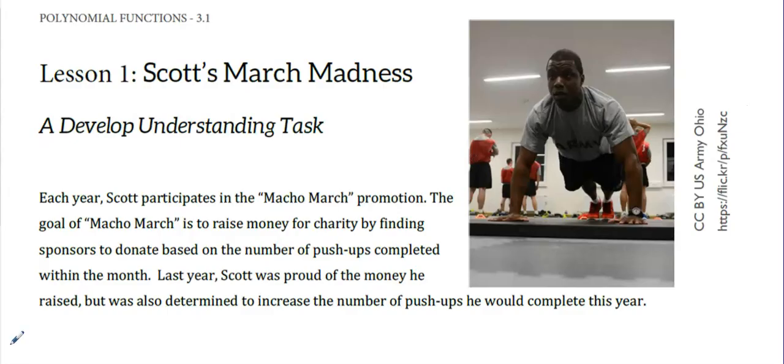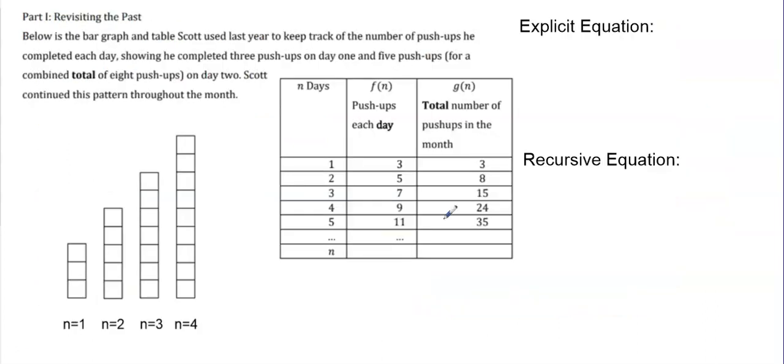Each year, Scott participates in the Macho March promotion. The goal of Macho March is to raise money for charity by finding sponsors to donate based on the number of push-ups completed within the month. Last year, Scott was proud of the money he raised, but was also determined to increase the number of push-ups he would complete this year. Below is the bar graph and table Scott used last year to keep track of the number of push-ups he completed each day, showing he completed 3 push-ups on day 1 and 5 push-ups for a combined total of 8 push-ups on day 2. Scott continued this pattern throughout the month.